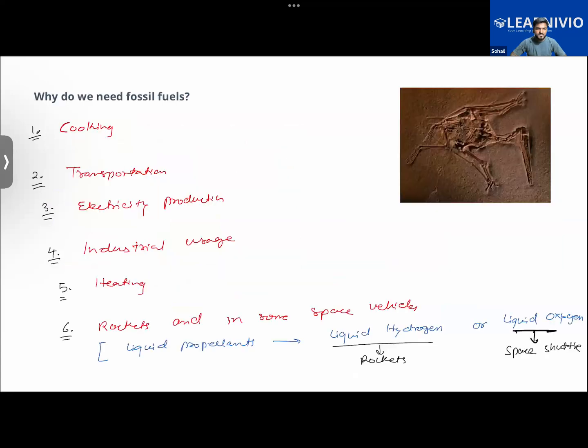Let me just give you a quick recap of the concepts we have learned so far in the chapter. We learned about the need of fossil fuels. By the way, before I continue, do tell me what is the study of fossils called?